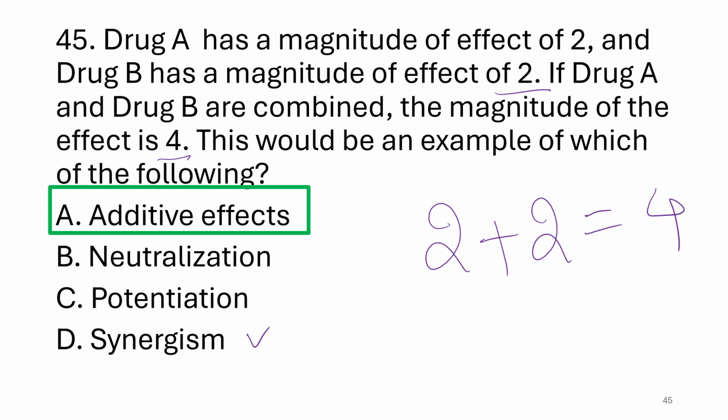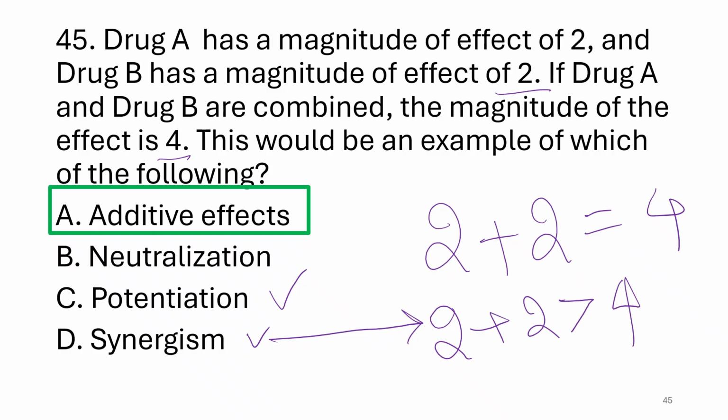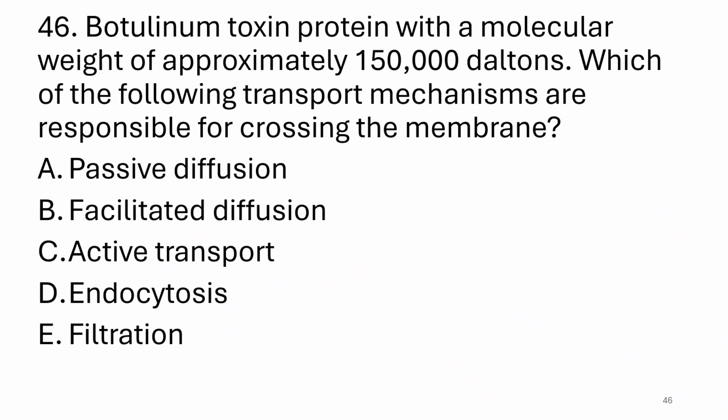Synergism basically means 2 plus 2 is more than 4. Whereas potentiation means one drug is active and the other is inactive. For example, amoxicillin is active, and clavulanic acid is an inactive medication, but if you combine them, the clavulanic acid potentiates the action of amoxicillin. Neutralization is a kind of antagonistic effect. So additive effect is 2 plus 2 is 4.